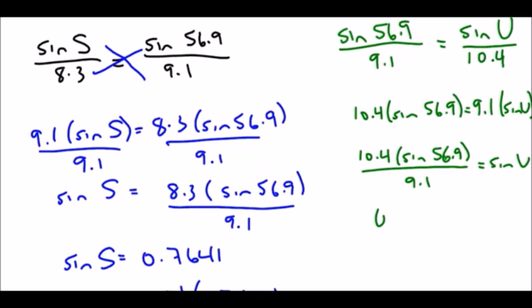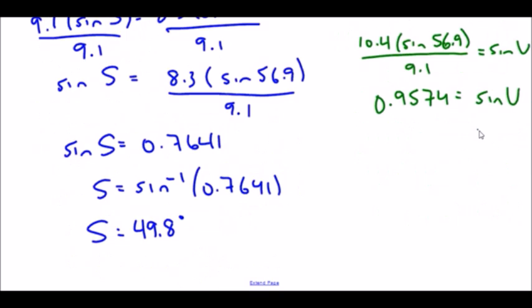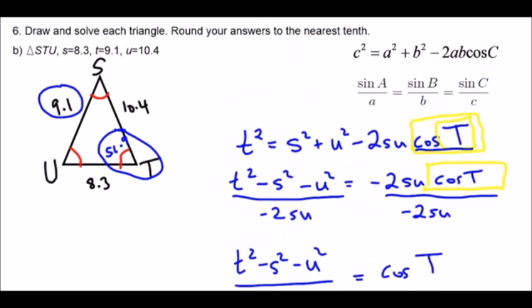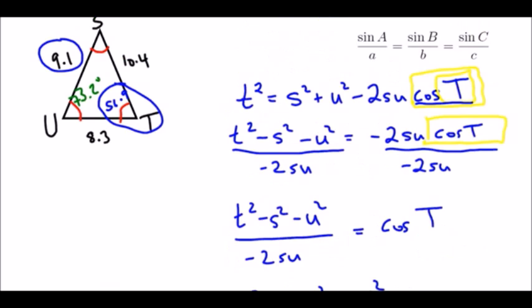And if I round correctly to 4 decimals, I get 0.9574. That's the value of sine u. So to find u, I just need to inverse sine that. So angle u is 73.2 degrees. And again, u was 73.2, and s, let me just remind myself, was 49.8.